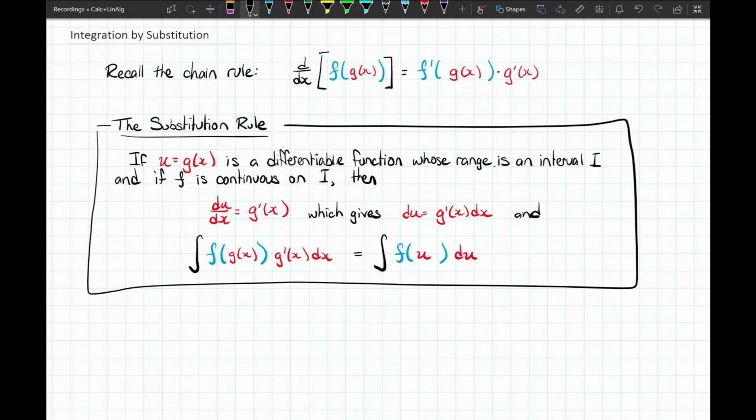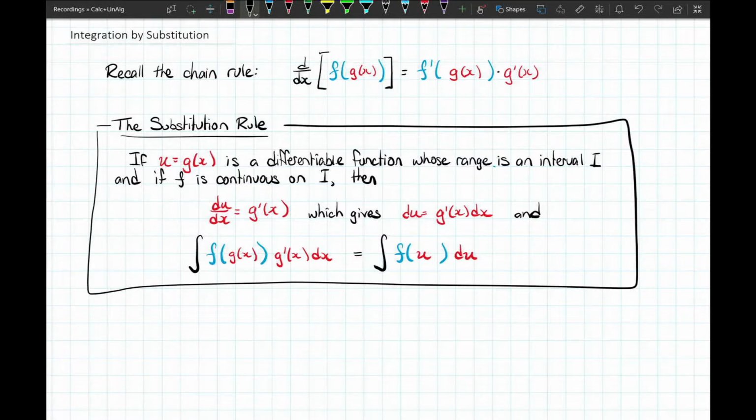Then the derivative of u, du by dx, which is simply g prime, can be rewritten into this differential form. The differential of u is equal to g prime of x times the differential of x. Kind of like treating du by dx as a fraction.